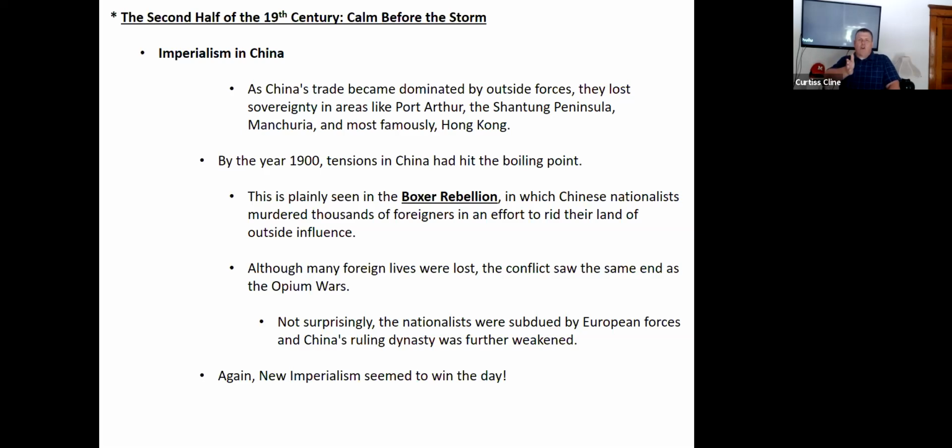Hong Kong's like a New York. It's an island off the coast, but not too far off the coast. And they were forced to lease it to Great Britain for 100 years for an insanely low amount. So basically Hong Kong was a British colony.